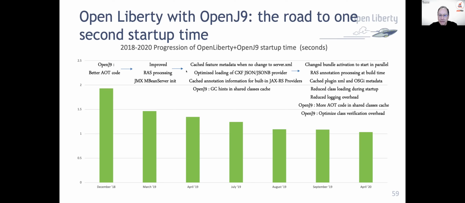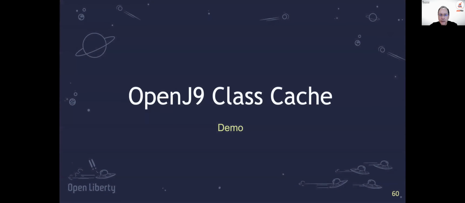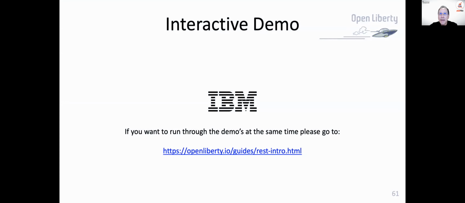So back in 2018, they set a goal to get startup times under a second by making enhancements to both the runtime and the JVM. So this goal was almost reached in 2020. Not sure where they are, but definitely the trend is going down. And that was the demo. Actually, here's a link to the demo I just ran. So you're free to run that on your own.